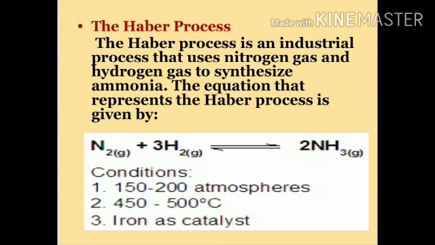The condition for such a chemical reaction is a very high pressure of about 150 to 200 atmospheric pressure. Also, the temperature should be maintained at around 450 to 500 degrees centigrade. That is, the reaction takes place at very high temperature. The third condition is the presence of a catalyst, that is iron. Now, one very important point for this chemical reaction is that it is a reversible reaction. That is, under the same conditions, the product once again forms the reactant.